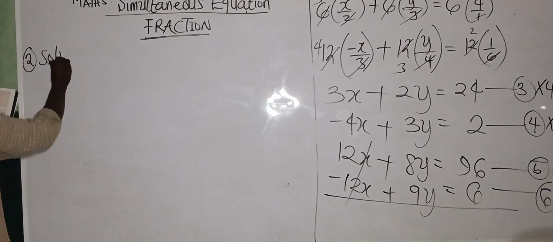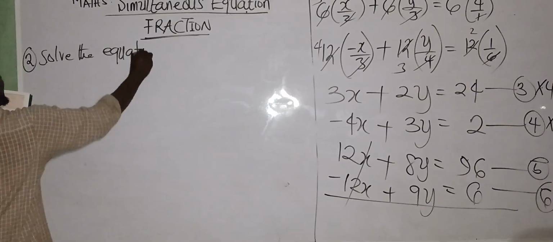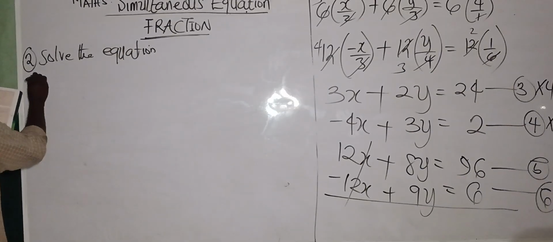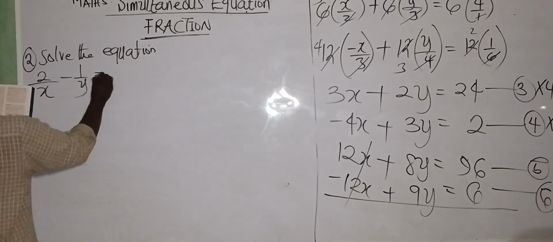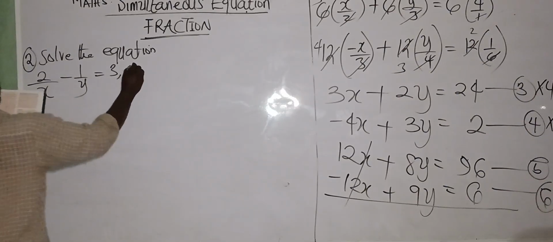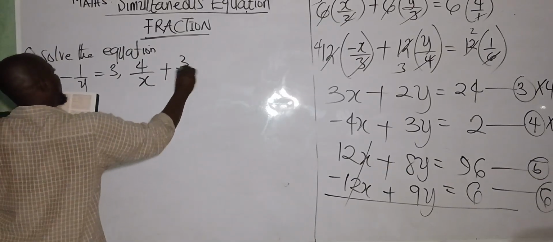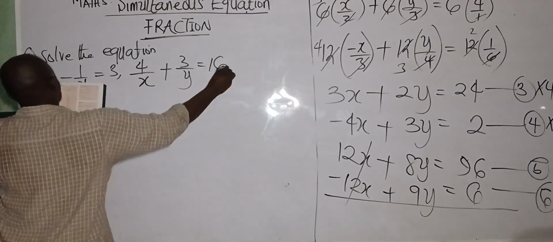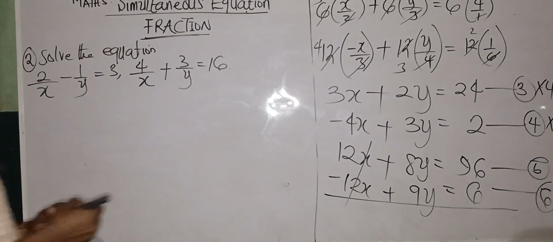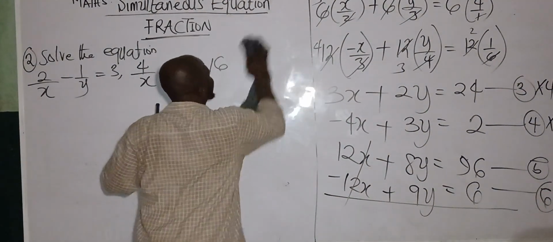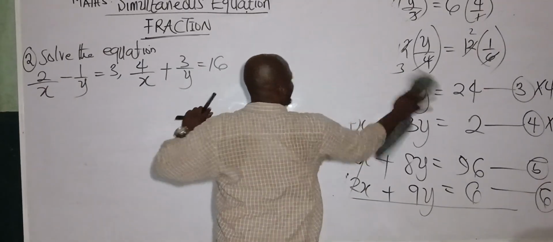We are asked to solve the equation. Look at this one now. We have 2 over x here minus 1 over y here. That will give me 3. And then we now have 4 over x here plus 3 over y to give me 16. This is how this is done. Now, how do we start solving this?